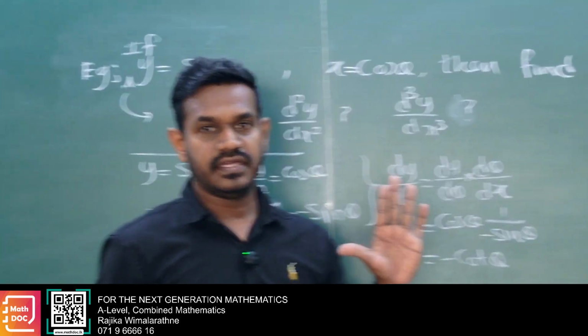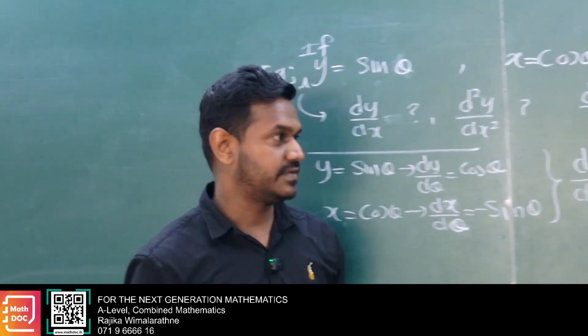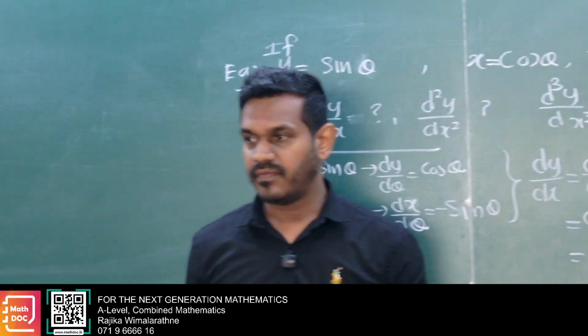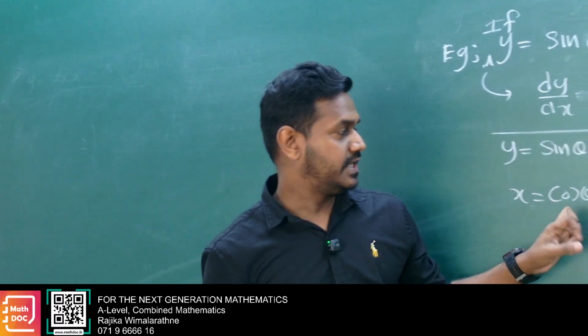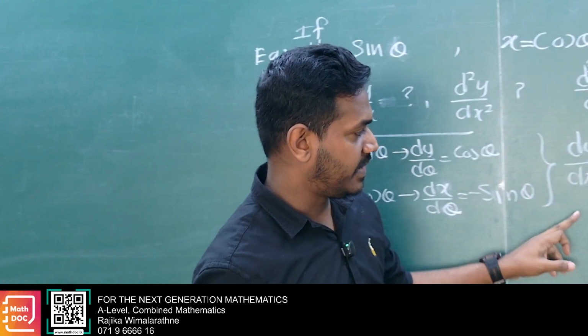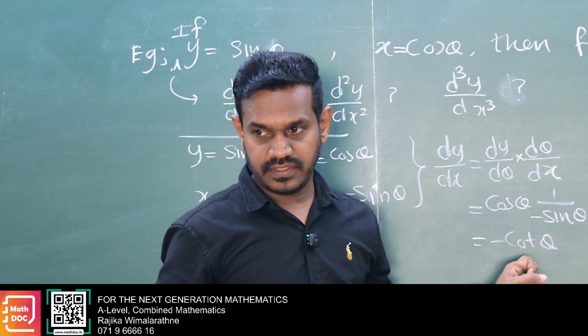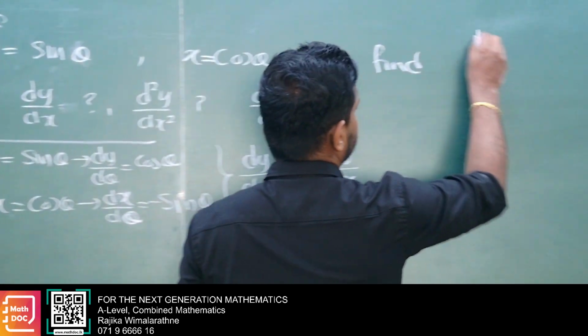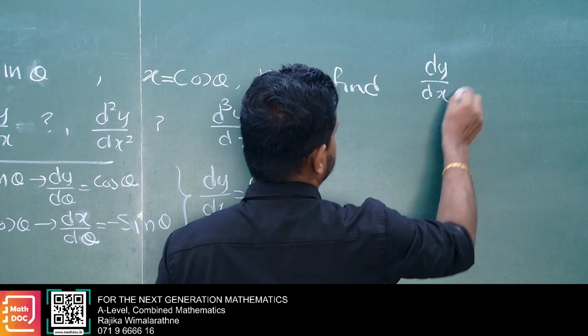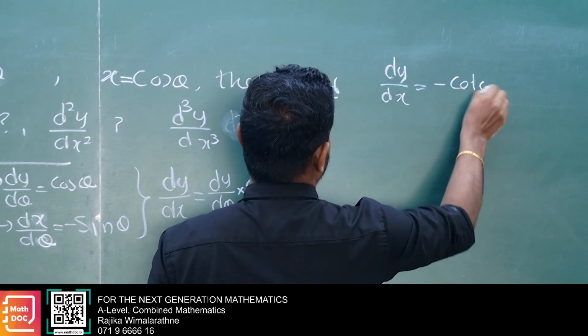Check the second derivative specialty. Check this and all. Up to now we know dy by dx equals minus cot theta. Let's write it: dy by dx equals minus cot theta.